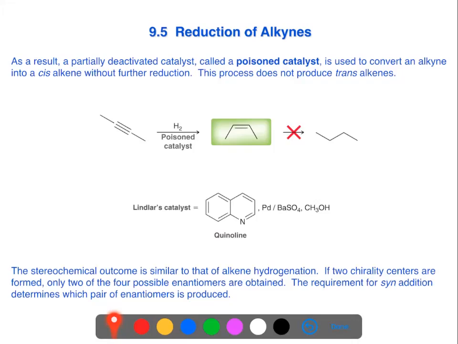Now, the stereochemical outcome of this reaction is similar to alkene hydrogenation. If there are two chirality centers that are formed, we will only observe 2 of the 4 possible enantiomers. And that's because of the requirement for syn addition. That requirement of syn addition still applies to this particular reduction from the alkyne to the alkene.